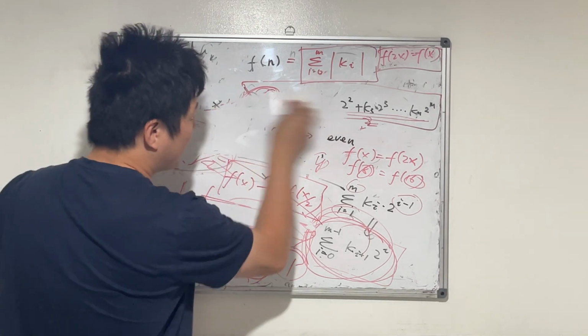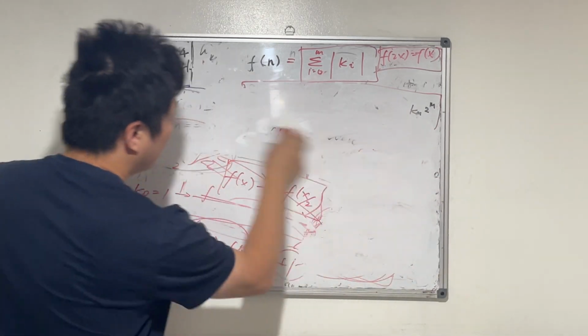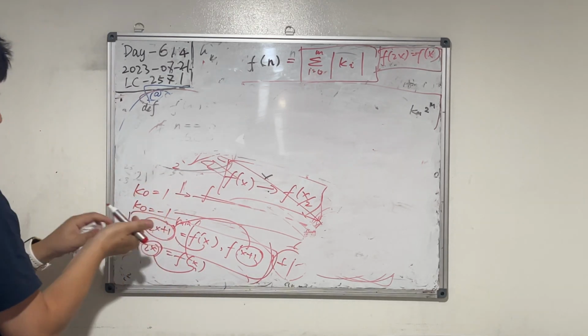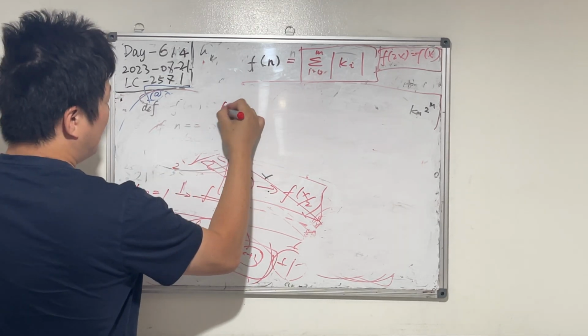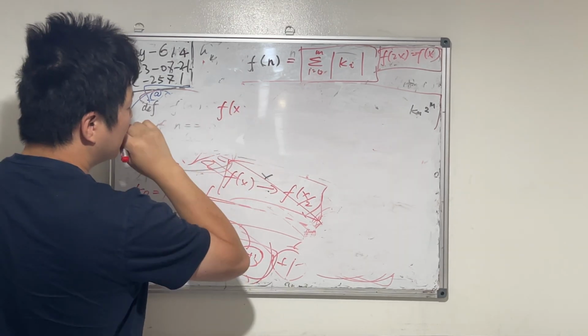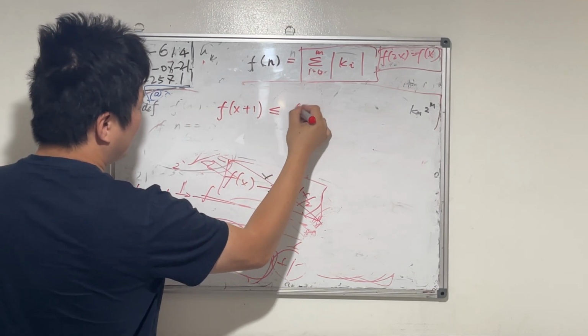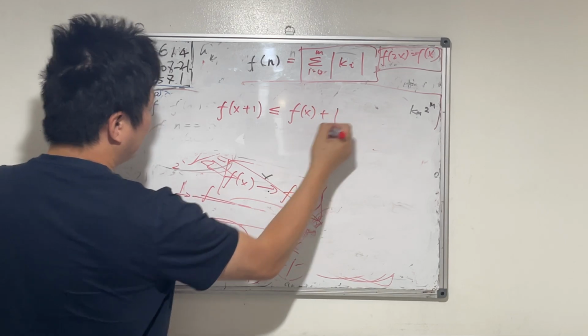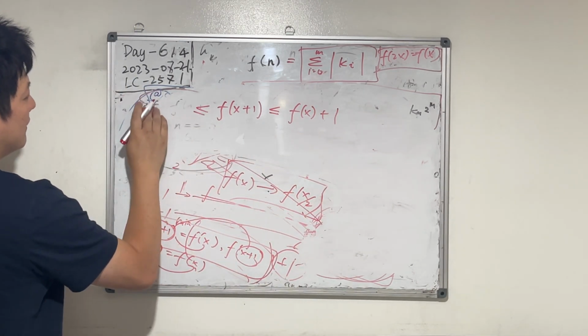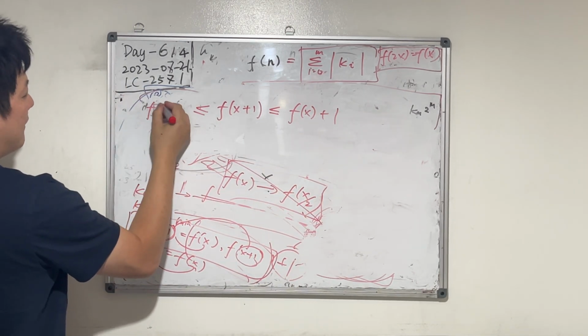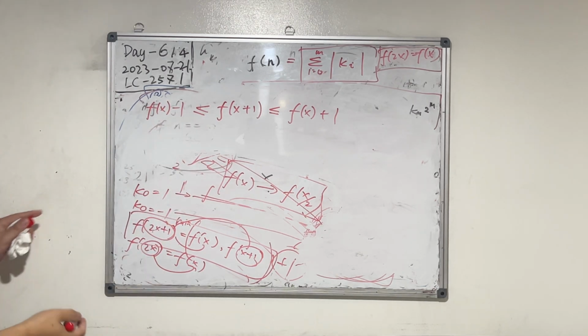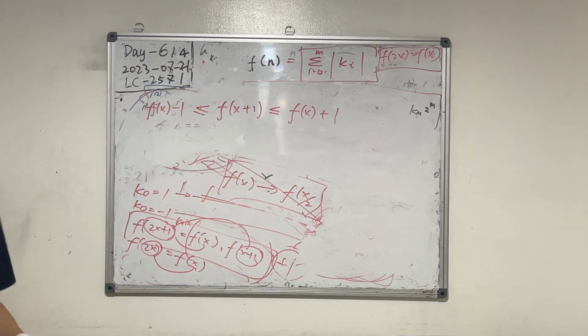Okay, I'm going to give a quick quiz. Aww, quizzes are not fun. f(x) + 1 is smaller or equal to f(x+1), which is bigger than or equal to f(x) - 1. Okay, so can you prove this? Can you prove this?